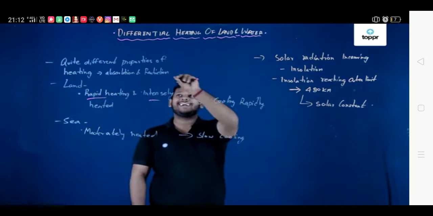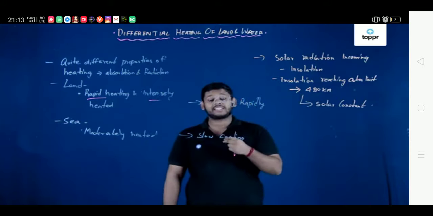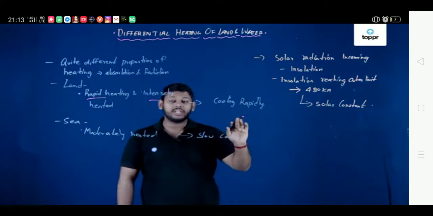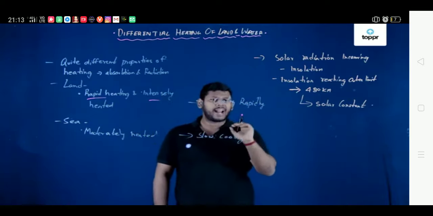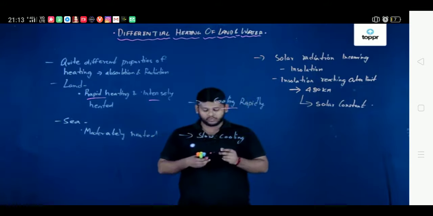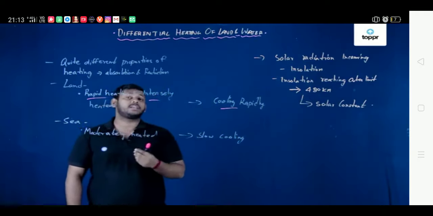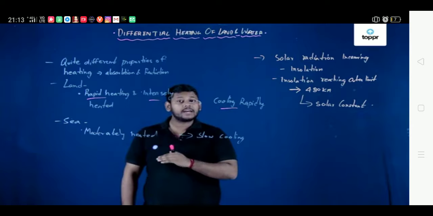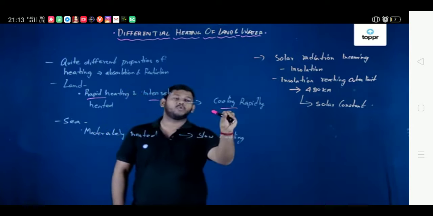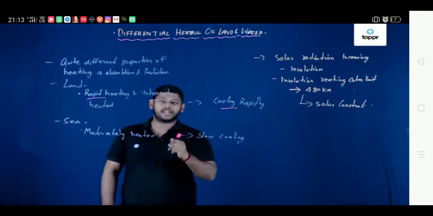When we talk about the radiation part, that means when the land itself is radiating heat, it cools down. When the energy is leaving the land, it cools down, and the cooling is also done very rapidly. We might observe that during evenings, when the sun is no more, the land loses its heat very fast, and that is rapid cooling, after rapid and intense heating.